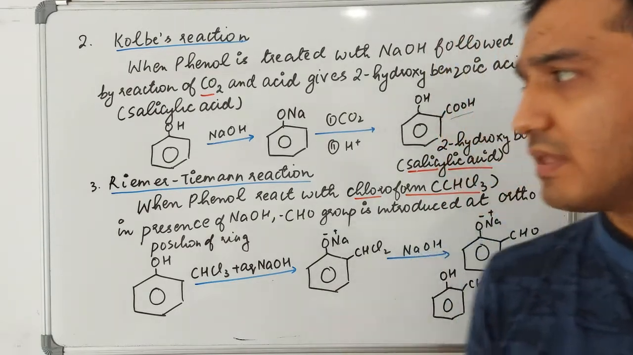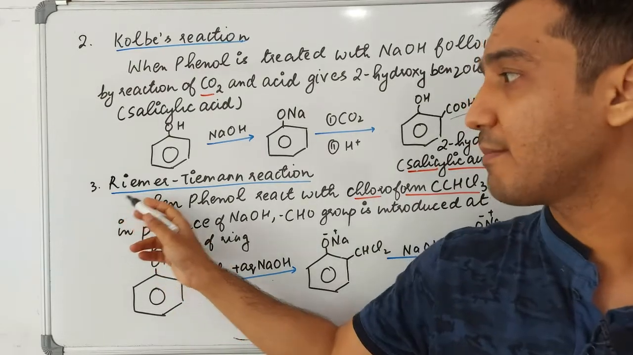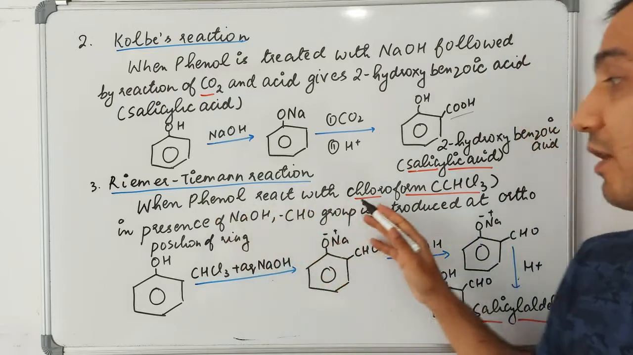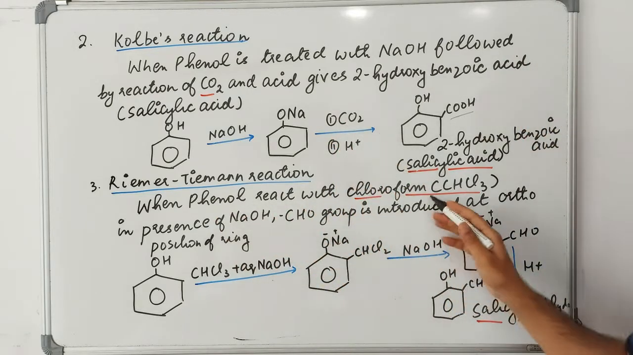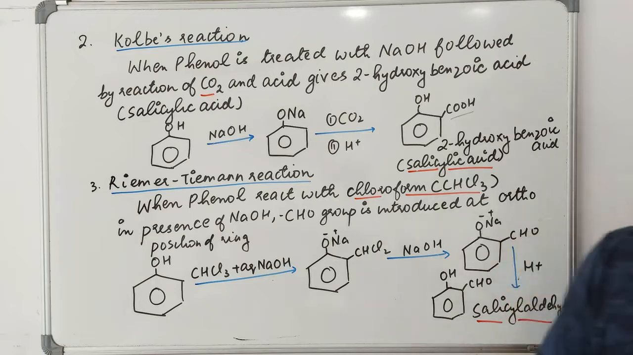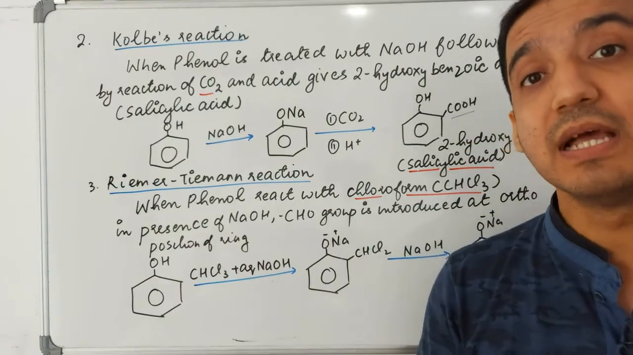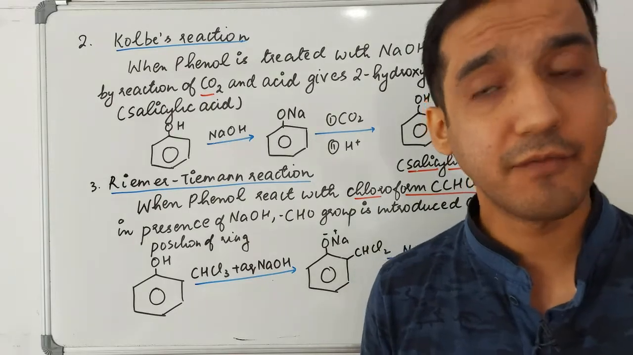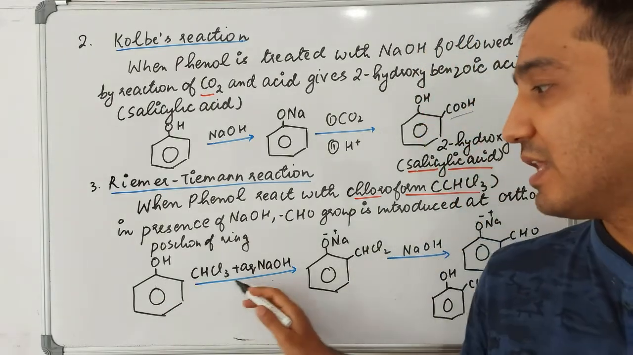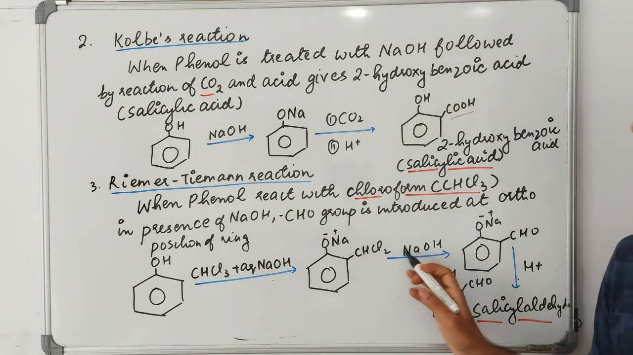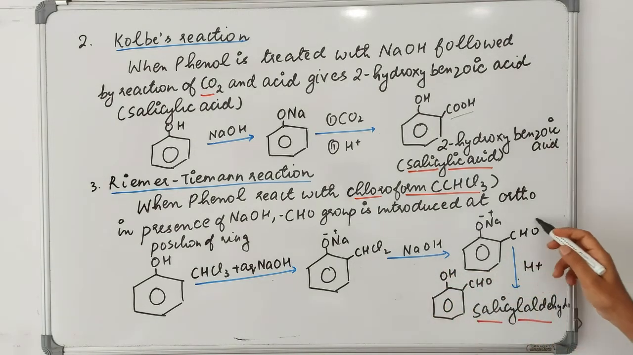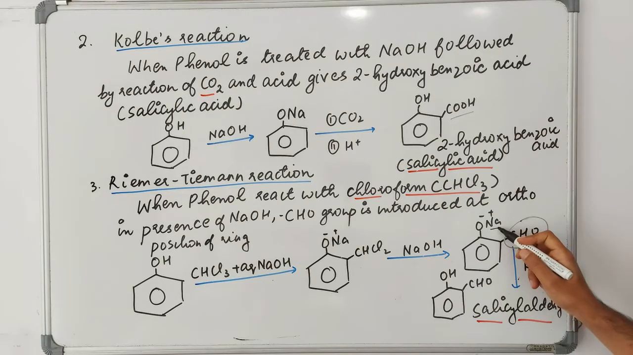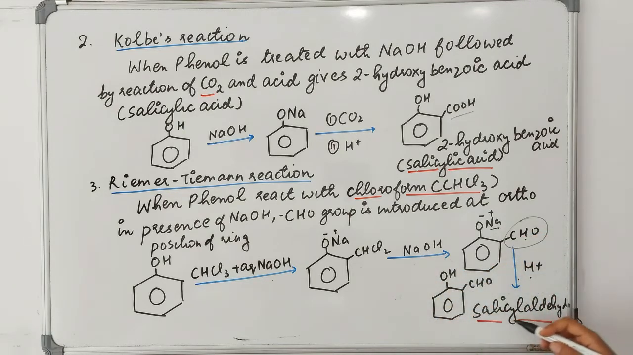called salicylic acid. Similarly, if you talk about the Reimer-Tiemann reaction, in this reaction what happens? You will react phenol with chloroform. Instead of CO2, you will use chloroform, which is CHCl3, in the presence of NaOH, and what happens? A CHO group will be introduced at the ortho position of the phenol. Again you have taken phenol, CHCl3, NaOH, resulting in the formation of this product. Again, in the presence of NaOH, the CHO group will get attached at the ortho position, and in the presence of acid this will get removed, resulting in the formation of salicylaldehyde.